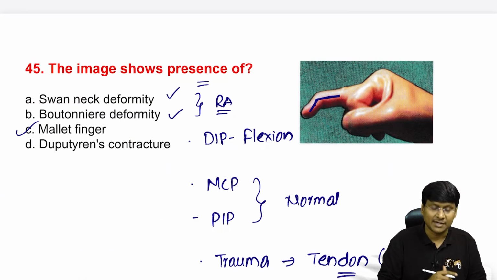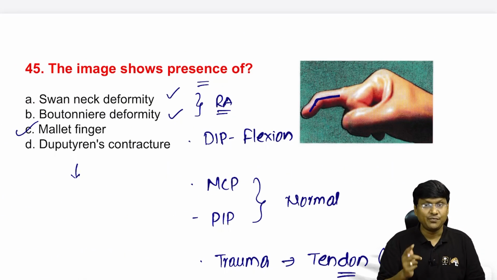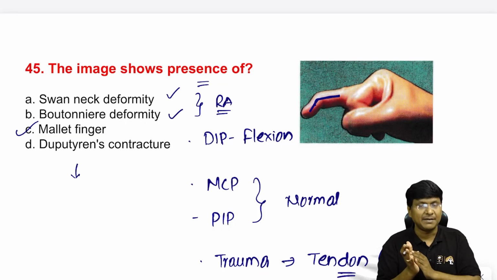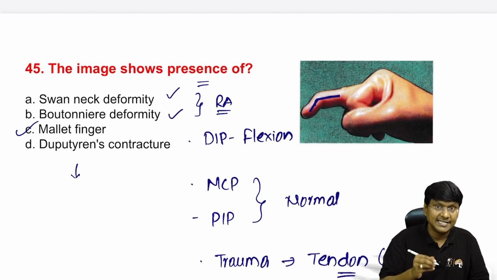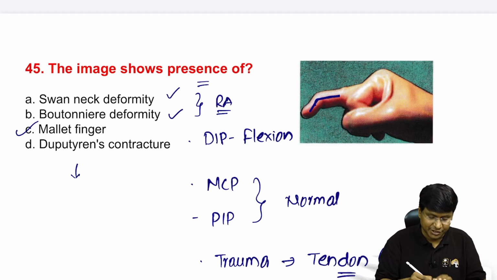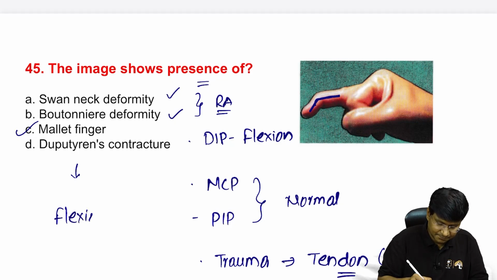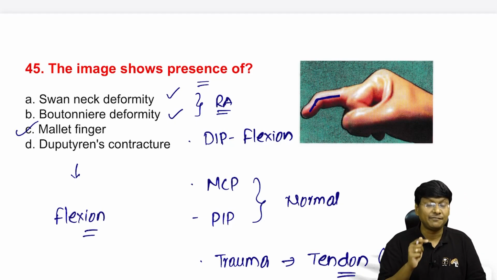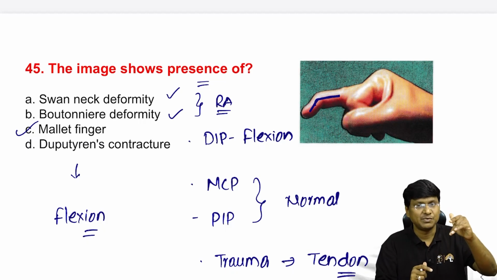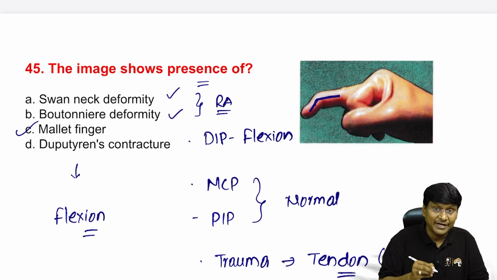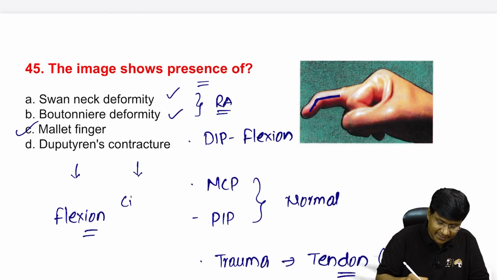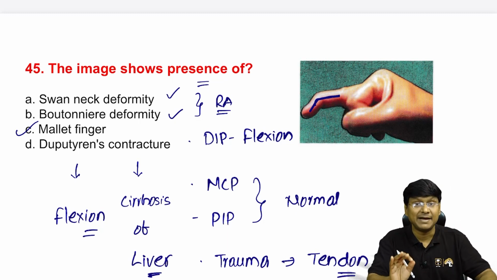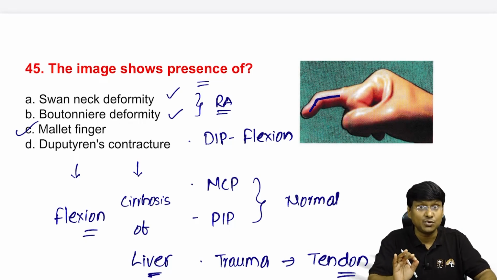Whereas if you take Dupuytren's contracture, there will be fibrosis of the deep palmar fascia. Because of this fibrosis, these patients will have flexion contractures of the palm. And where do you see Dupuytren's contracture? You see that in patients with cirrhosis of liver. So the answer here is mallet finger deformity, which is occurring secondary to trauma.